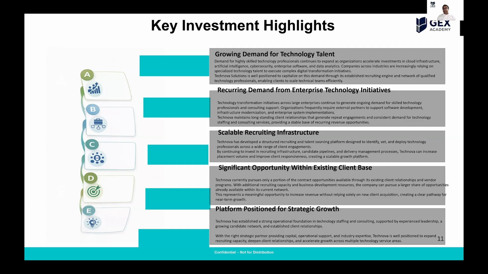So when you weave this together, these five investment highlights seem to form the core investment thesis that is being presented in the sim, right? So there's a large and growing market, there's recurring demand from clients, scalable recruiting capabilities, additional growth opportunities within the existing customer base, and also there's a platform that management believes can support future expansion. So again, as we move through the rest of the section of the sim, we will evaluate whether the underlying data and operating performance support those claims and whether the opportunity is as attractive as management believes it to be. Taking a quick pause here.